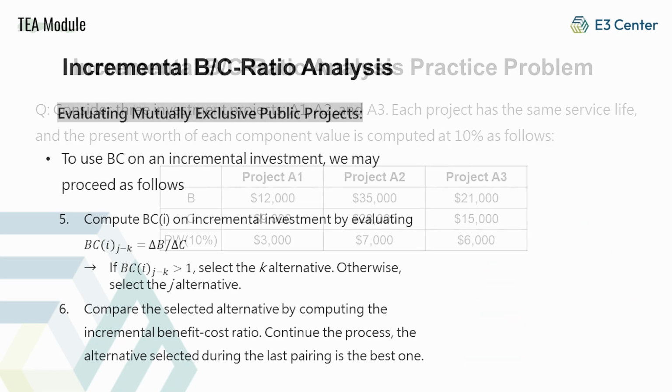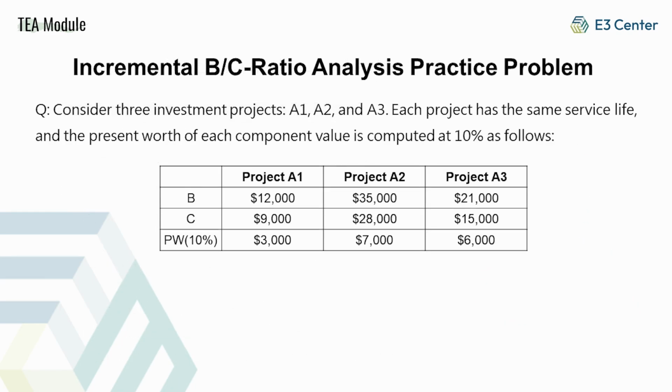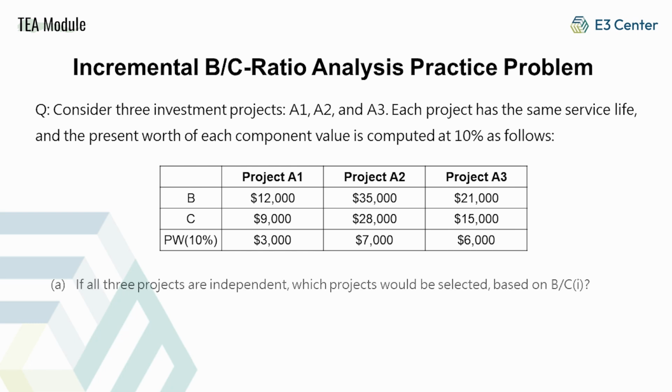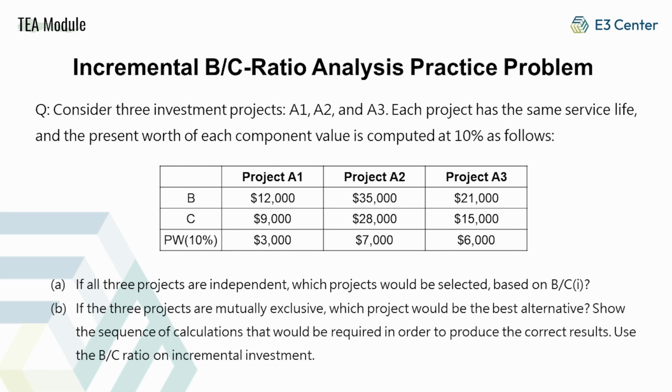So let's consider 3 investment projects, A1, A2, and A3. All three projects offer the same service life, and we have calculated the present worth of each project component at a 10% discount rate, as shown in this table. Here come two questions. First, if all three projects are independent, which project would be selected based on the BC ratio? The second question is, if the projects are mutually exclusive, which one would be the best one?